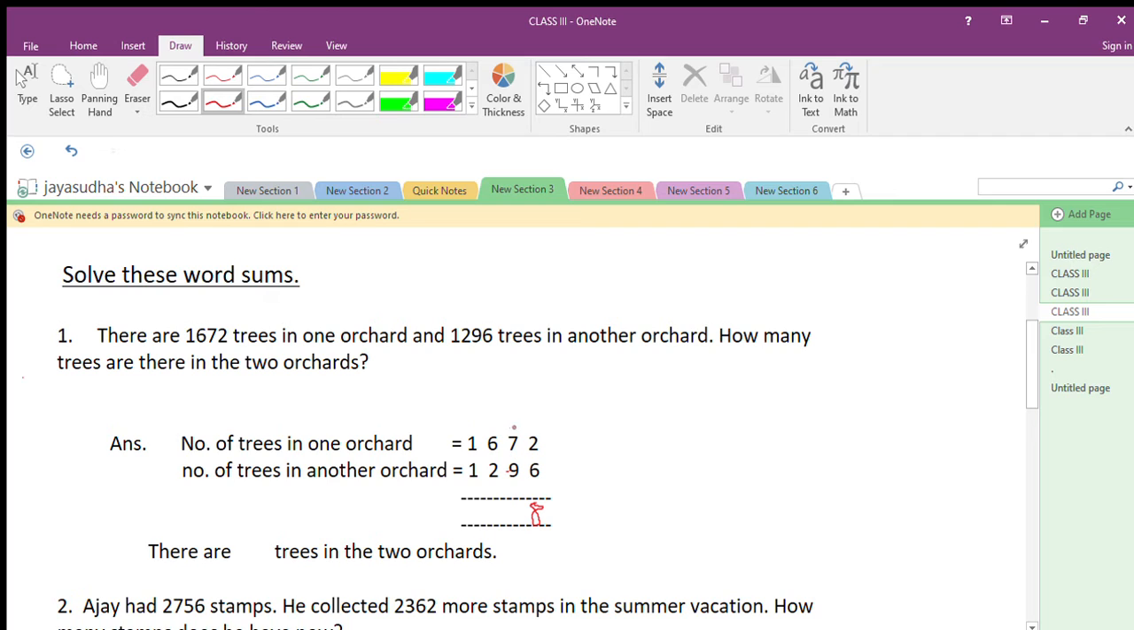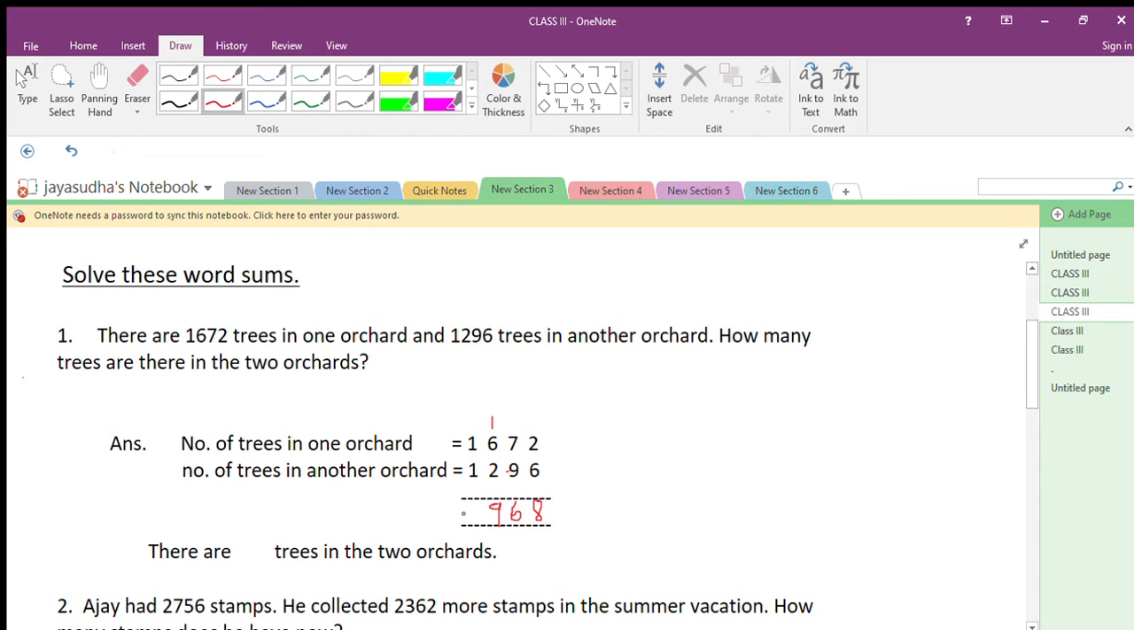This 9 plus 7, you count and tell, children. Nine plus 7, 16. So 6 only right here. Carry 1 to the next column. 2 plus 6, 8. 8 plus this 1, 9. So you have to write 9 here. Then 1 plus 1, 2.